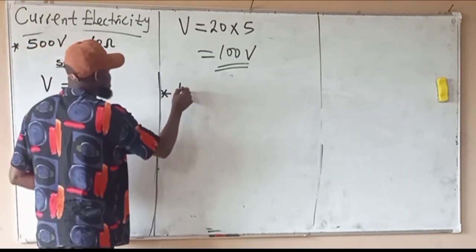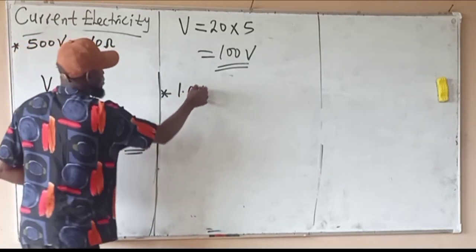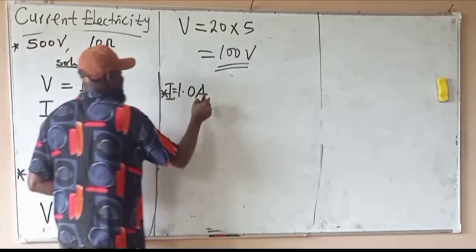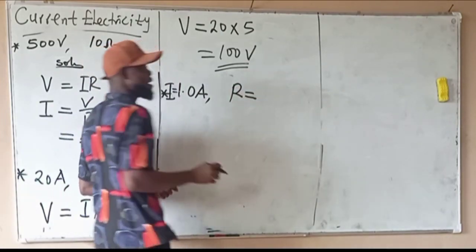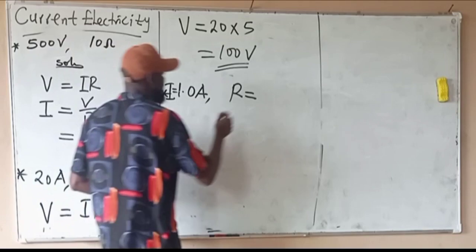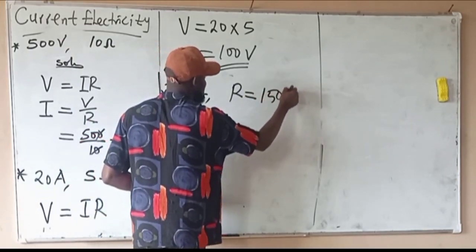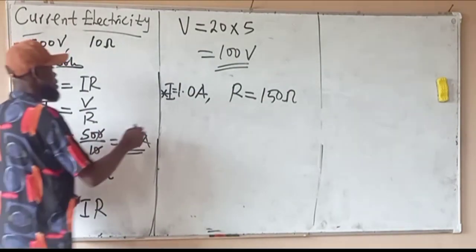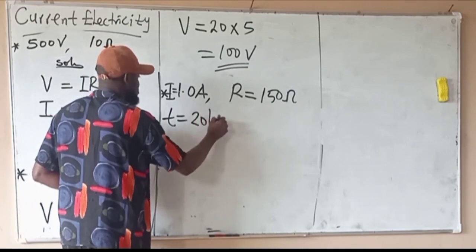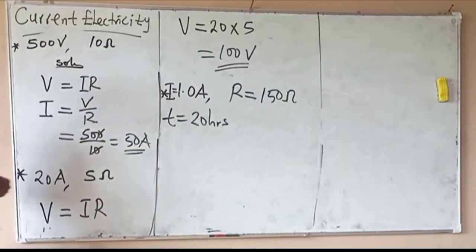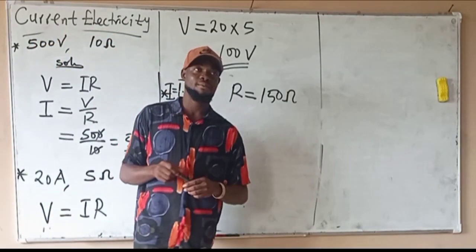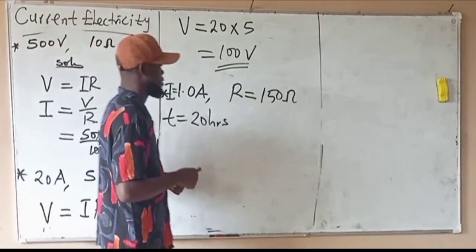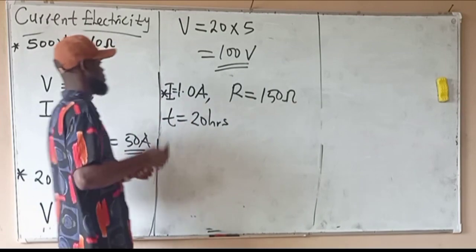A current of 1.0 ampere is maintained in a 150 ohms resistor for 20 hours. How much heat is developed in this resistor?